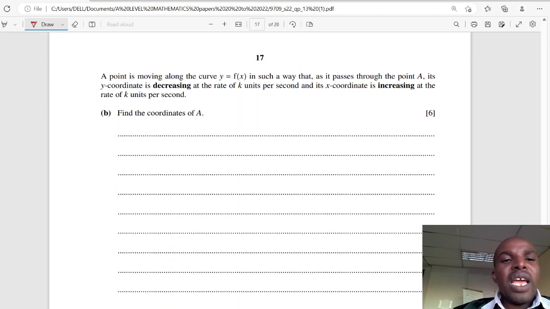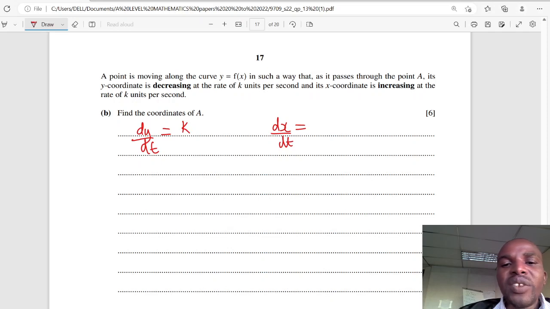Next, a point is moving along the curve y equals f of x in such a way that as it passes through the point A, its y coordinate is decreasing at a constant rate of k units per second. And its x coordinate, that is dx over dt, is increasing at a rate of k units per second. So y is decreasing actually. So decreasing is minus, right? You can put minus k like this one.